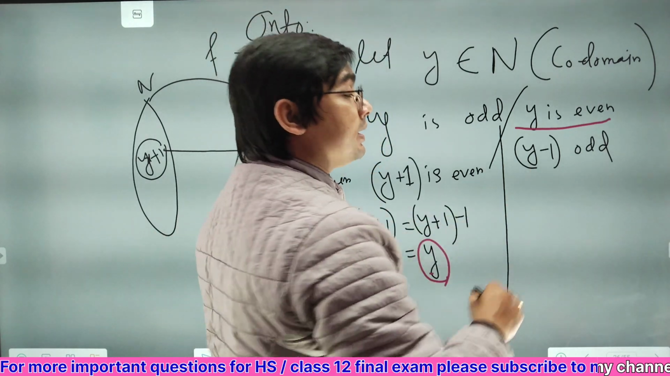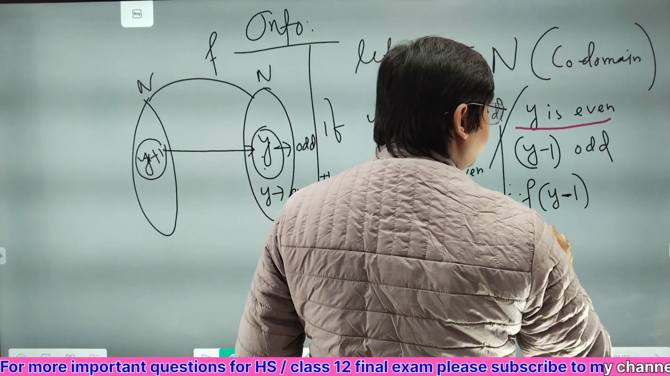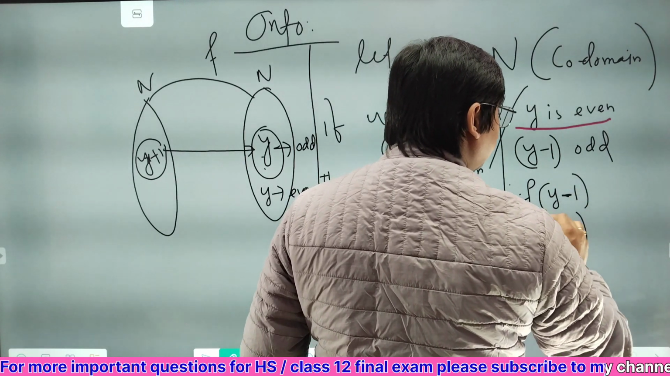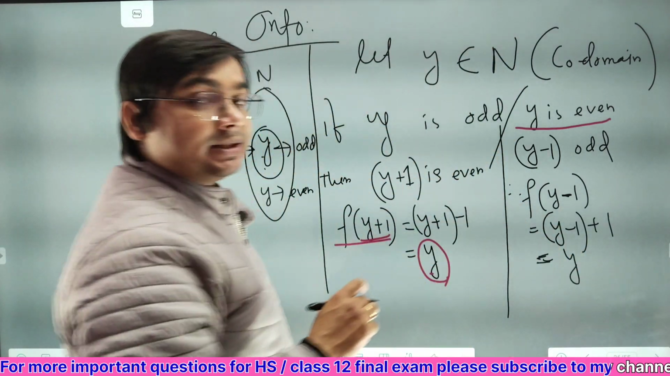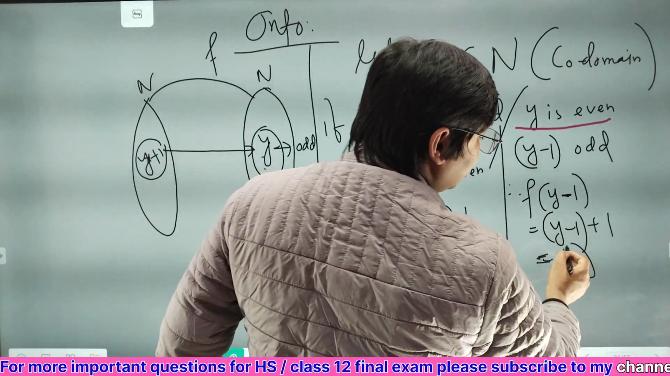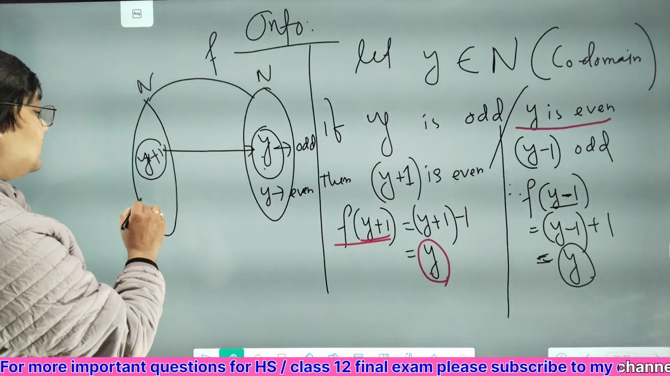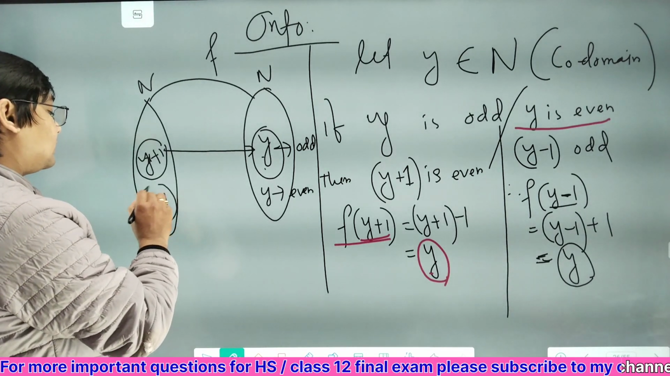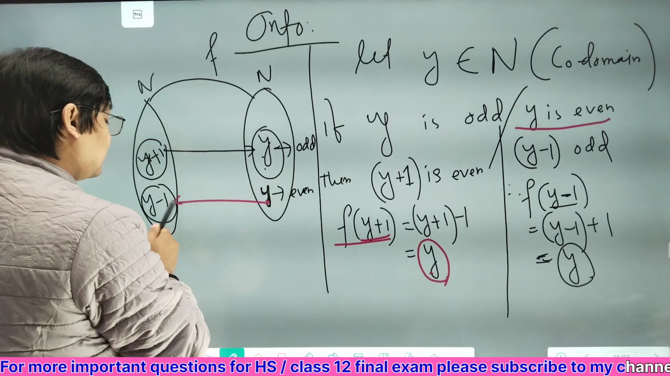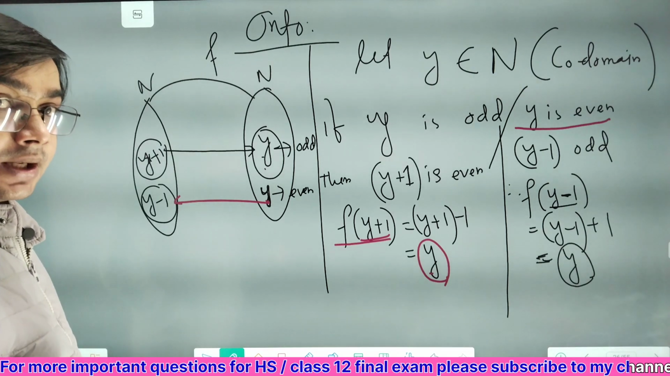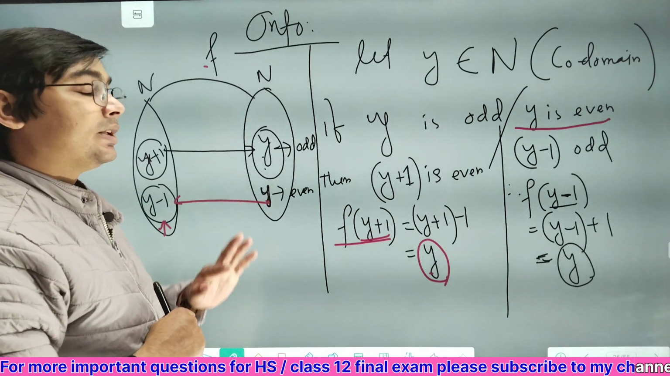Since y minus 1 is odd, what will be f of y minus 1? This will be y minus 1 plus 1. That means this is y. So we get the value y when we put y minus 1 here. So for y even also, we get y minus 1 as an element which, when put into f, gives y.